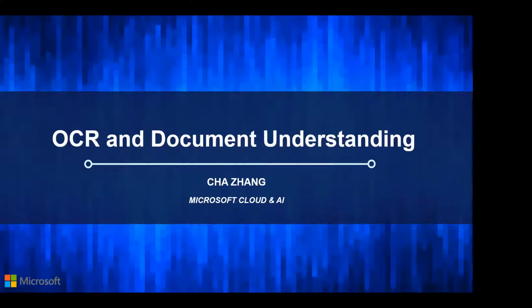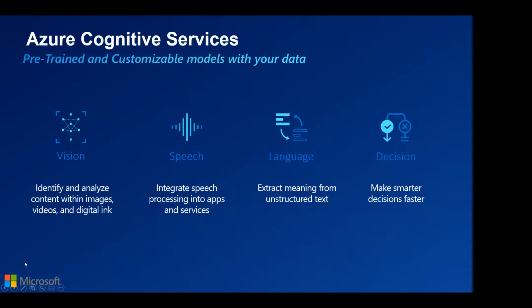Next slide. So within Cloud AI, I'm part of Cognitive Services, which is essentially a set of pre-trained and customized models with a REST API interface. Usually, it has four major pillars: vision, speech, language, and decision.